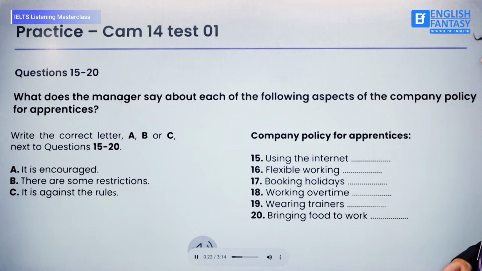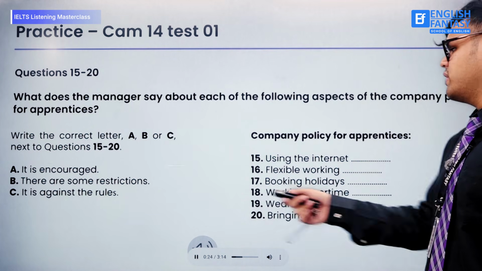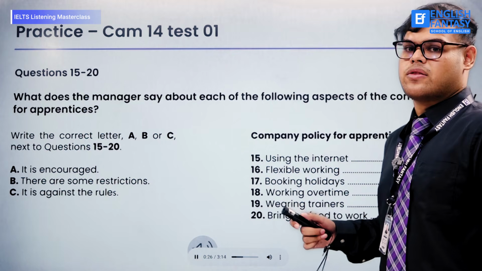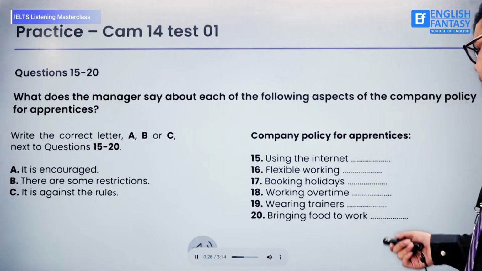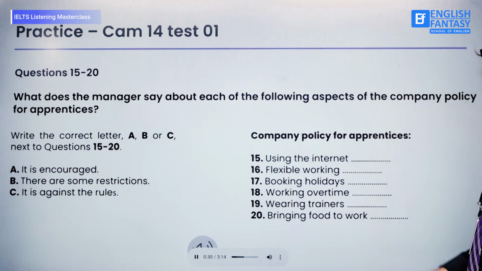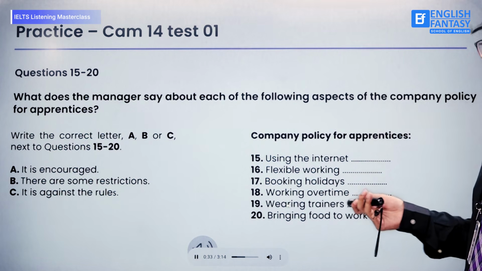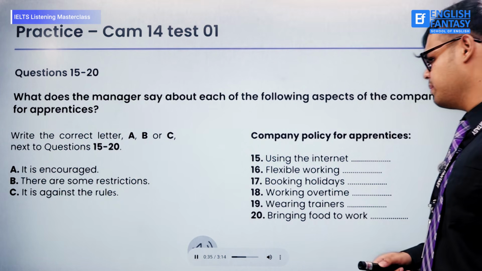So you've been given at least 15 seconds to look at the questions. You are advised to use this time wisely. Just look at the questions, try to predict the answers as much as you can.